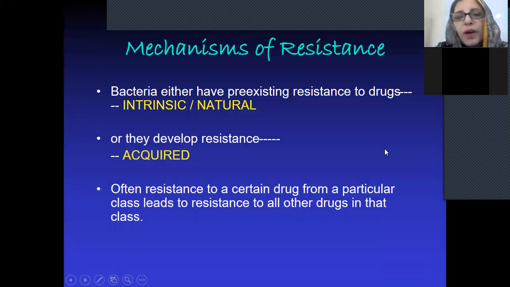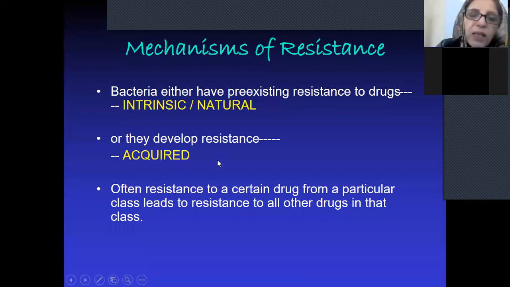Now, mechanisms of antibiotic resistance could either be intrinsic or natural. That means the bacteria is born with a resistance to the drug, or they could acquire that resistance. What do I mean by intrinsic or natural? When we are talking about an intrinsic or a natural resistance, we are talking about some inherent feature in the bacteria by means of which nature has given it a resistance to a particular drug.